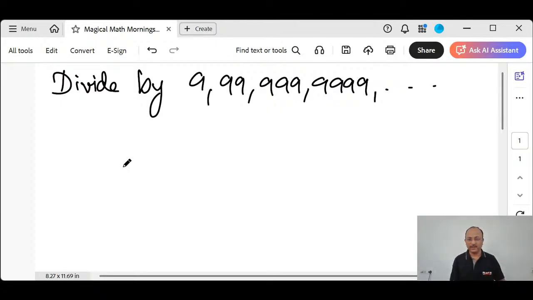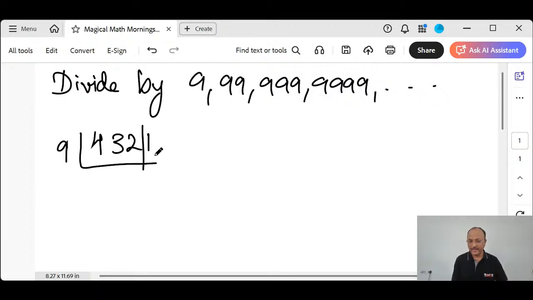Let's take one example. I want to quickly recap how we divided any number by 9 yesterday. Let's take a simple number, 4321. I want to divide by 9. I removed the last digit because 9 is a single digit number. Then each number I'm going to write below. 4 I'll write. Then this 4 I will add to the next one. It will become 7. This 7 I will add to the next one.